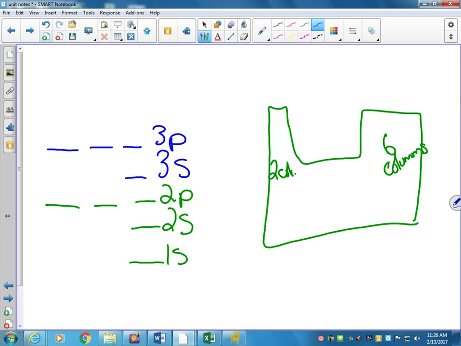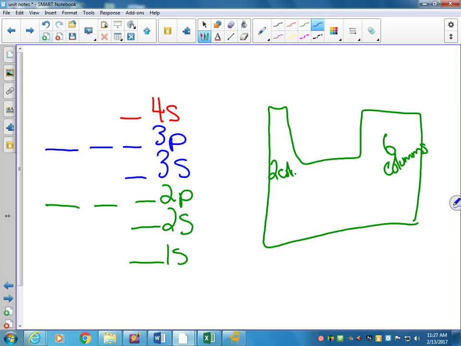1, 2, 3. What's after 3p? 4s. Okay? Because it goes from aluminum to argon, and then we come down to the 4th column. So we have the s's before we have the d's. Okay? So we have 4s. How many valence electrons are in s's? Two, but 1 orbital, right?